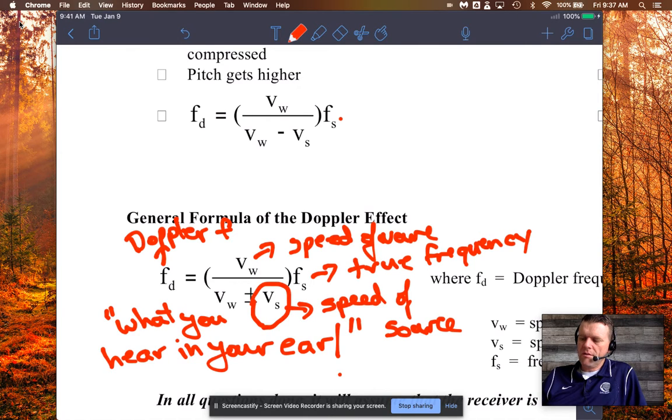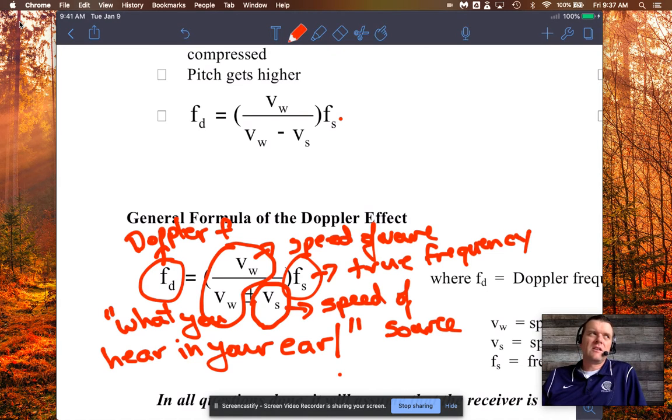It's just going to be VW over VW, whatever that happens to be, and that would just be 1. So that would mean that what you hear in your ear is exactly what the true source frequency is. So the only variation, and Christian Doppler figured this out pretty quick, is that the only variation is if the source is moving.